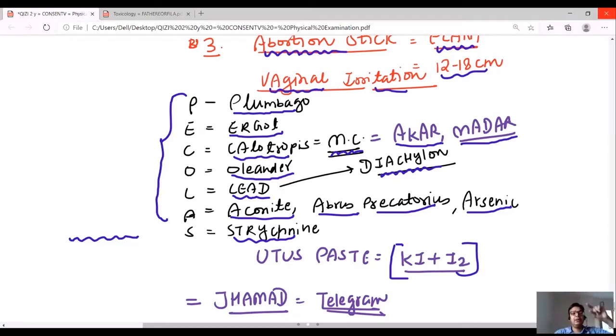Again, I'm revising, sir. The mechanism of abortion stick is vaginal irritation. The mechanism of emmenagogues is increased blood flow. The mechanism of ecbolics is increased uterine contraction. An example of ecbolics is ergot. Emmenagogues are BOSS: borax, estrogen, sanguinaria, senecio. Examples of abortion sticks are P. colas. Most commonly used is calotropis. Dichylone is a product of lead. Utus pest is a combination of potassium iodide plus iodine. It is also an abortifacient.